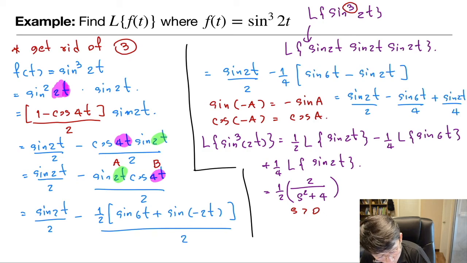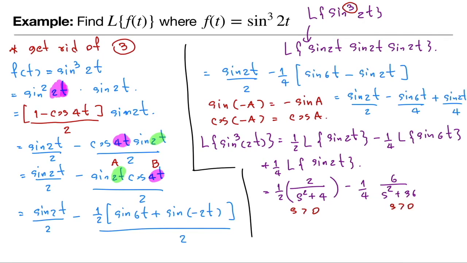And then we have minus 1/4 of 6 divided by s squared plus 36, and the condition applies, s is bigger than 0. And the last one would be 1/4 of 2 divided by s squared plus 4, and the condition is the same, which is s is bigger than 0. So the 2 cancel out, so we have 2 here. And guys, if you can see, these and these are the same. Okay, they are the same. So we can take the sum of them.